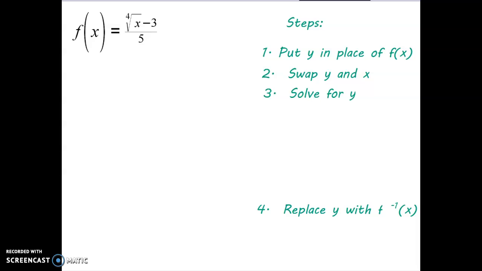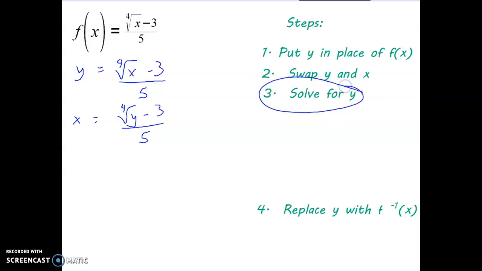All right, let's try another one. Let's try this one. Okay, so this time I don't have boxes over those. I think we have talked through that often enough that we can just look at it now. So first step, put in my y. All right, second step is to swap my x and my y. Okay, now that third step where I'm going to solve for y.